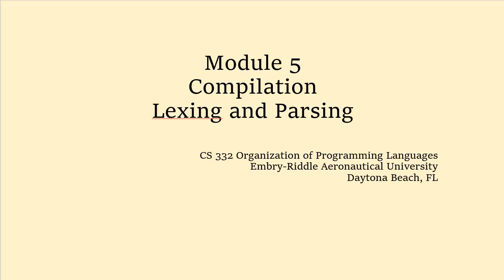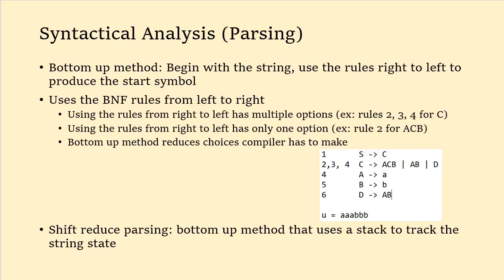All right, this is the second of three lectures for the Module 5 compilation, Lexing and Parsing. We've been talking about parsing and how there's such a thing as top-down parsing, but the more common method is bottom-up parsing. Bottom-up parsing is where you start with the string, use the Backus-Naur form rules backwards, and then try to achieve the start symbol.